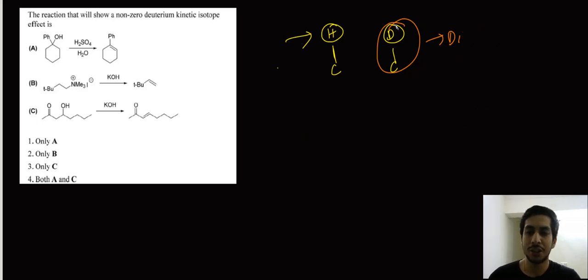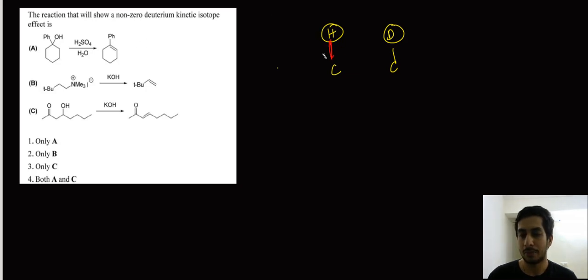So we basically have to see in which of the three options the kH upon kD is non-zero. It means we have to find a reaction in which the rate of the reaction does depend on the carbon-hydrogen bond breakage. Because it's asking for a non-zero deuterium kinetic isotope effect, we have to see a reaction where the slow step, or the rate of the reaction, involves the breaking of the carbon-hydrogen bond, okay.